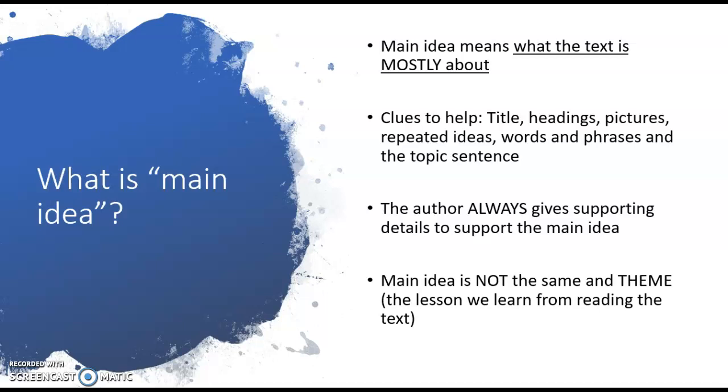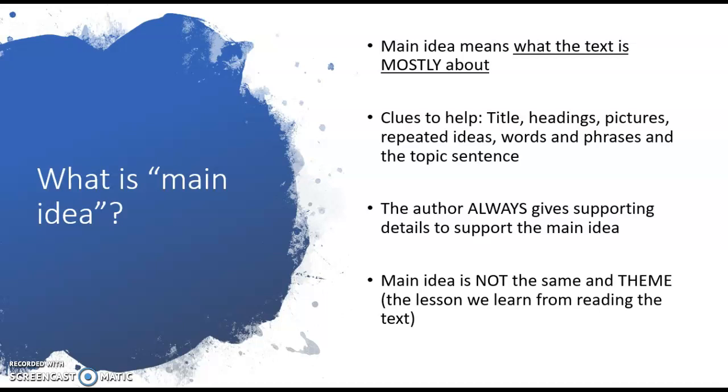The author always gives supporting details to support the main idea. So think about a house that has a roof on top of it, and underneath the roof there are walls that help support that roof. Well, that's the same concept as main idea. Main idea is the overall roof of the home. But in order for that main idea, or that home, to stand strong, there have to be walls underneath helping to support it. That's what those supporting details are.